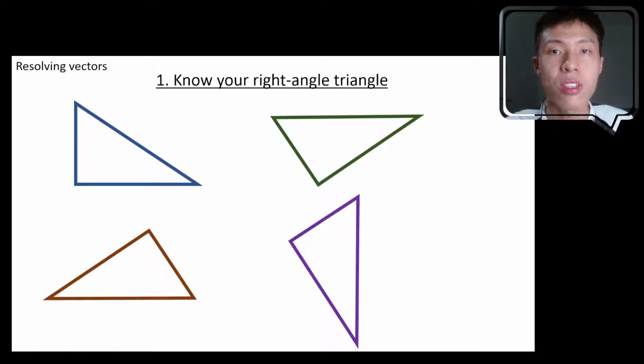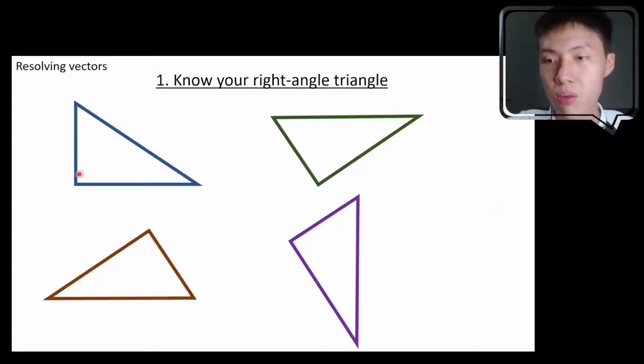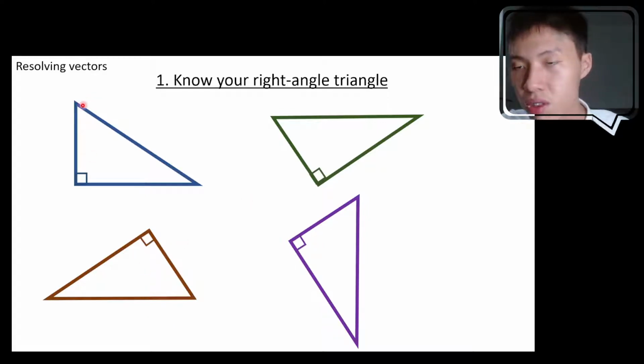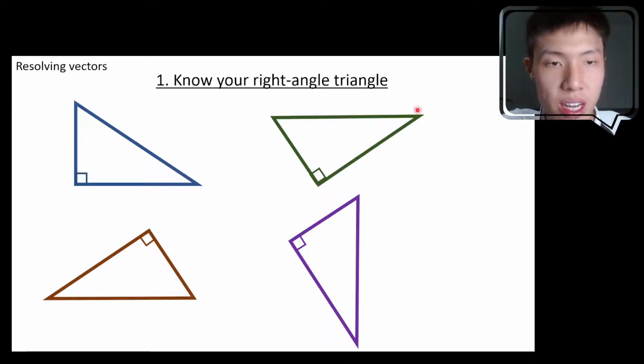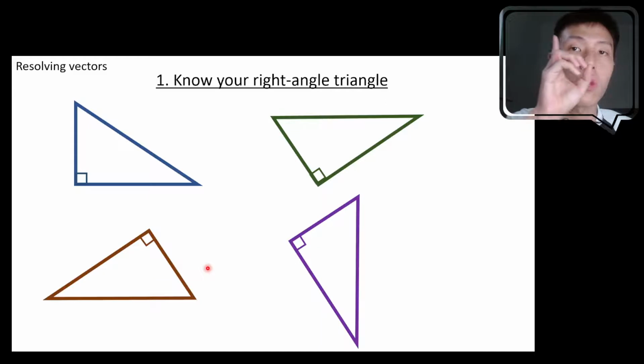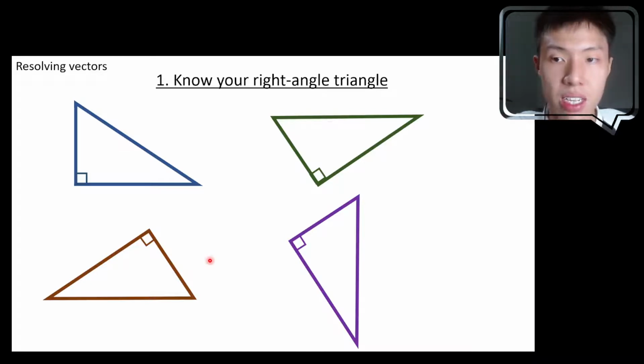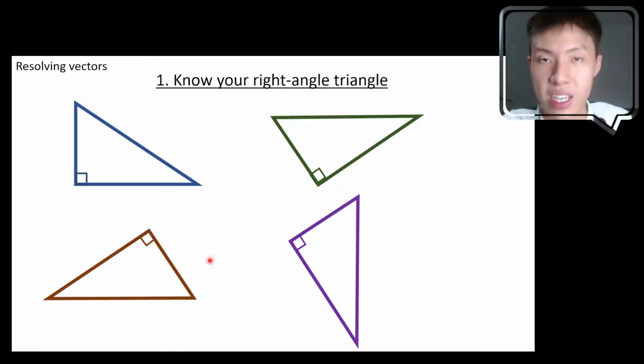Any right angle triangle will have one corner which is 90 degree. In that case our 90 degree will be somewhere here, somewhere here, somewhere here. Just to double check, all these angles that I'm hovering over here are definitely not 90 degree. There can be only one specific corner which is 90 degree. That's the first characteristic of a right angle triangle.